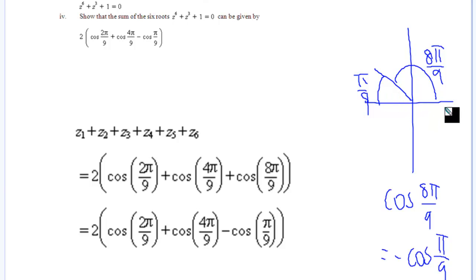So whatever pi on 9 would be, making it negative, you're going to get the same value. So that's where we were able to change cos of 8 pi on 9 to be minus cos of pi on 9, and there's the solution of what we wanted there. So that's how that one works out.